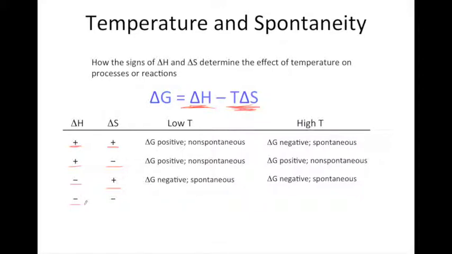And finally, negative delta H, negative delta S. At low temperatures, what's the enthalpy term going to be? It's negative, so that means it's likely to be spontaneous. And at high temperatures, our entropy term is more likely to determine delta G. So at high temperatures, our delta S value is negative, so that tells us that the reaction is more likely to be non-spontaneous at high temperatures.